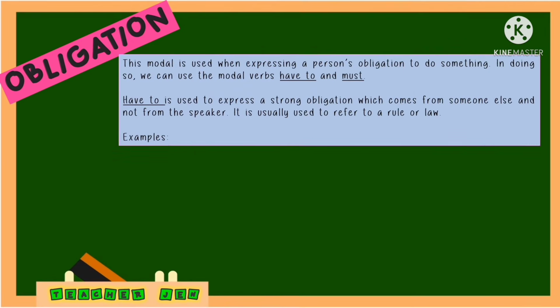Modal of obligation. This modal is used when expressing a person's obligation to do something. In doing so, we can use the modal verbs have to and must. Have to is used to express a strong obligation which comes from someone else and not from the speaker. It is usually used to refer to a rule or law. Let's have the following examples.